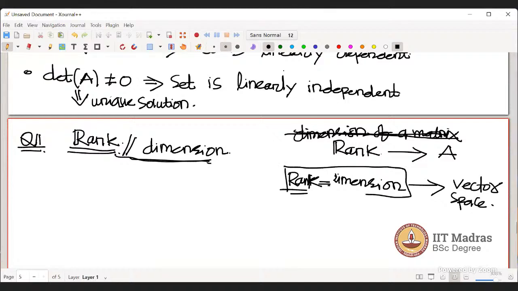These two words are basically the same. When I'm saying that rank of a vector space is basically the dimension of a vector space, I'm talking about the dimension of a vector space, nothing else. Okay. Understood, sir. Thank you so much.